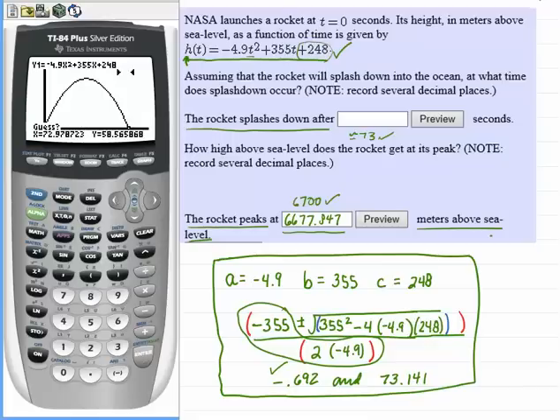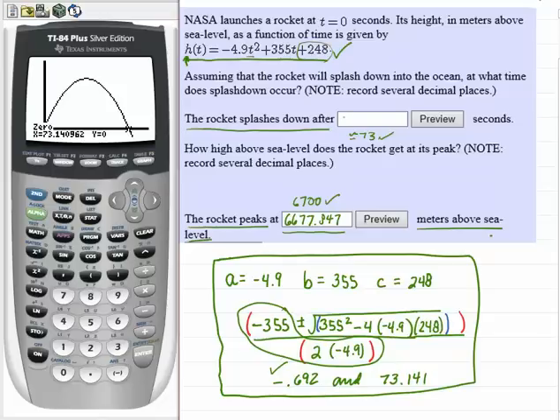And then if I get right on top of there and press enter, sure enough, it says 73.141. So again, for accuracy, I would type in 73.141 seconds is where it's going to splash down. And again, that's pretty darn close to where I was guessing when I did it with my table.